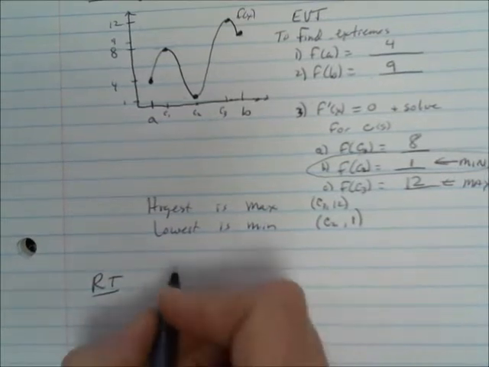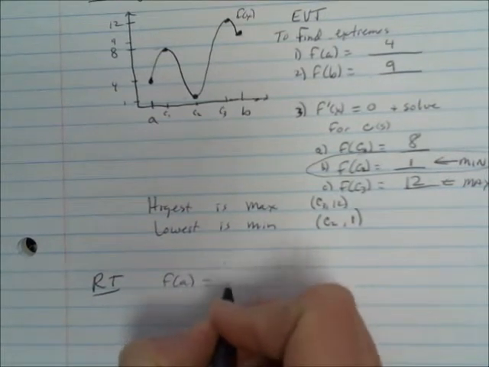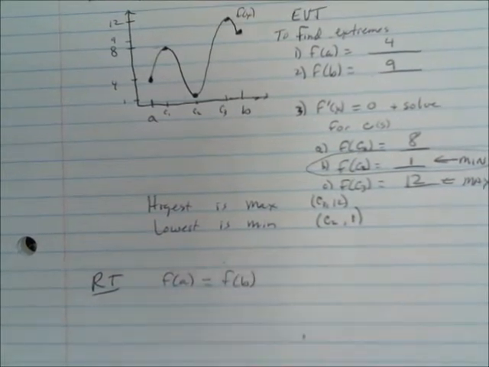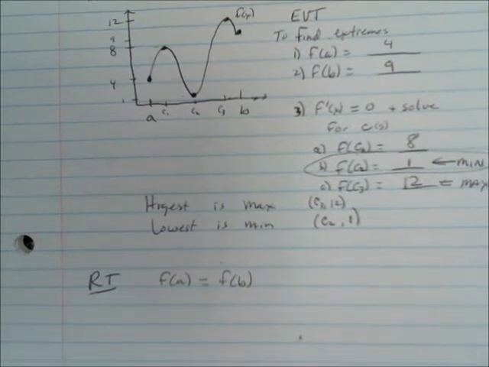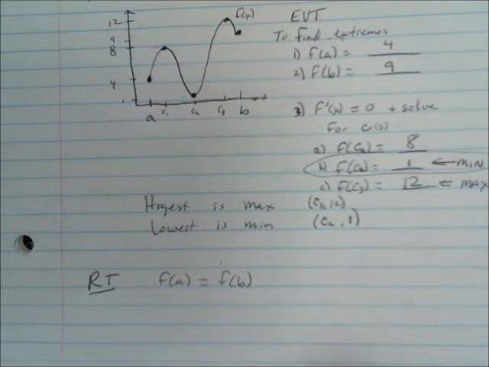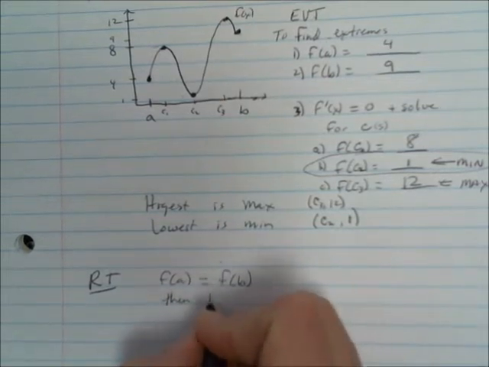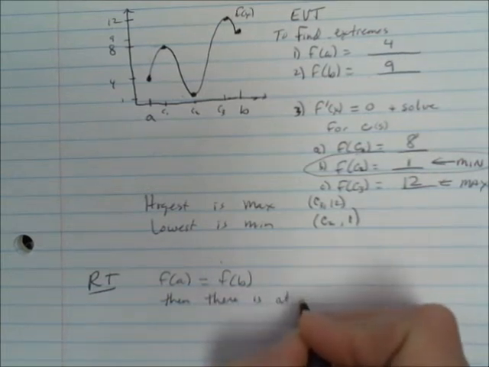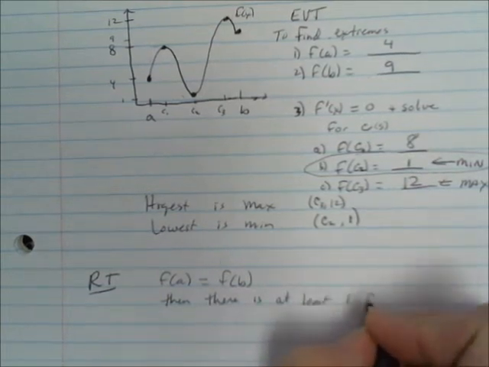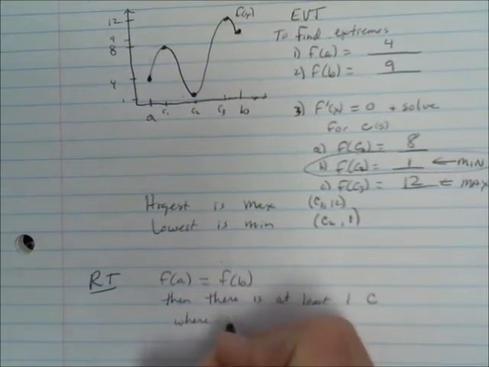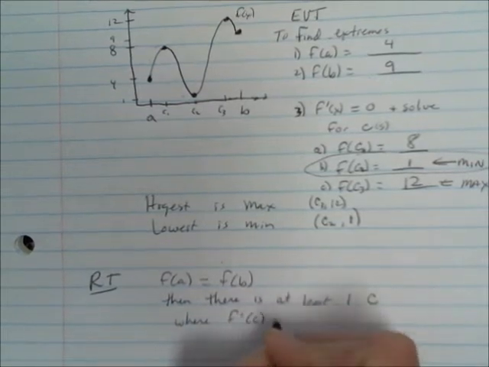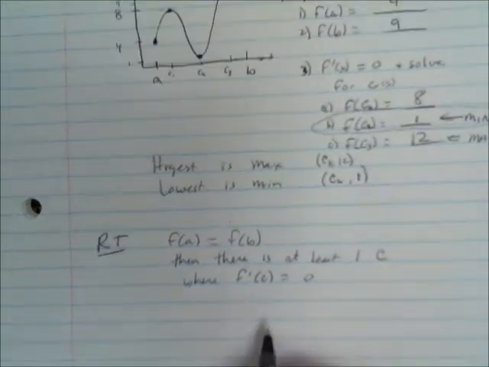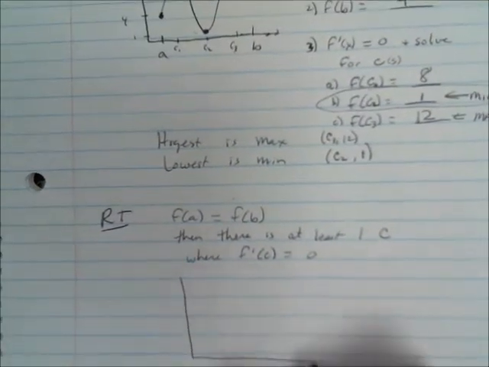Rolle's theorem says you have to have f of a equaling f of b. And if f of a is equal to f of b and the function is continuous and differentiable, then there's some value of c, maybe more than one. There's at least one c where the derivative is equal to 0. What does that look like graphically?